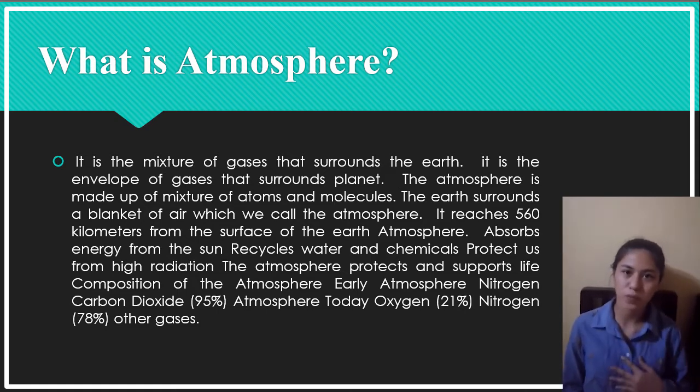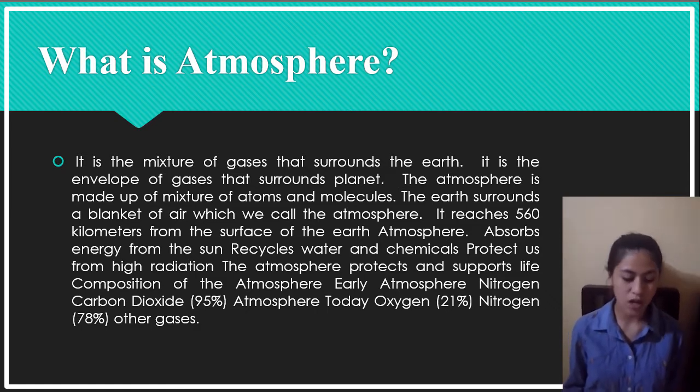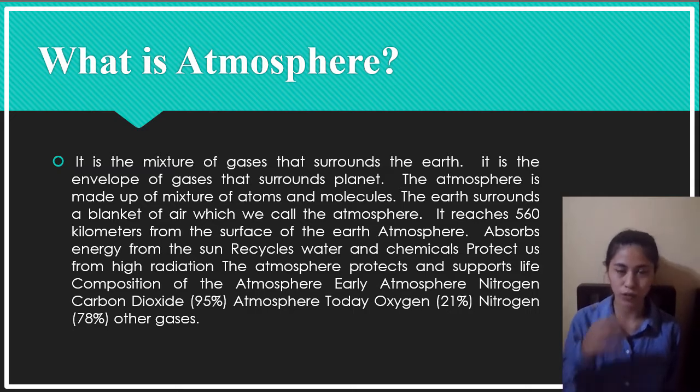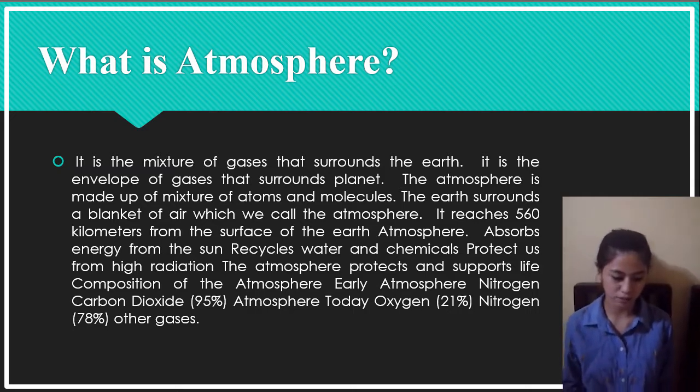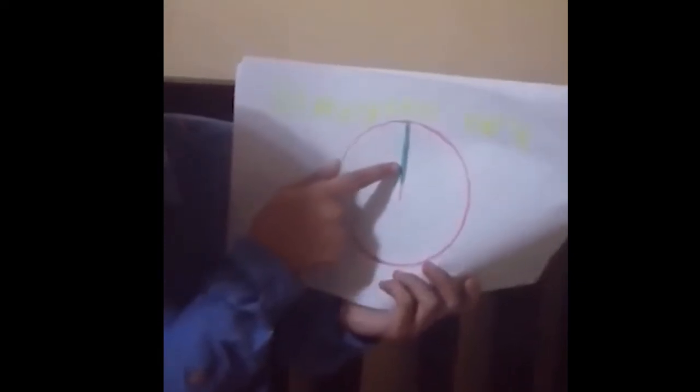So now, let's proceed to the composition of the atmosphere. I'll be showing two figures which show the atmosphere today and the atmosphere in the early Earth. This is the early atmosphere. This big part contains carbon dioxide, and this green shaded color is the nitrogen.